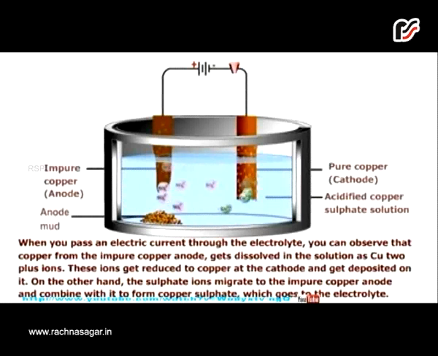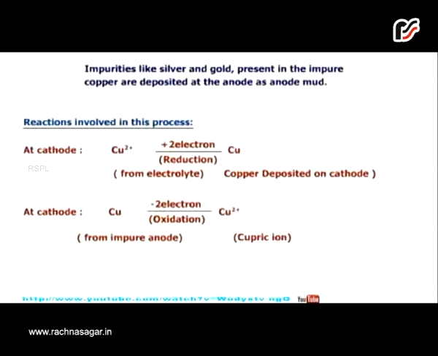These ions get reduced, that is gain electrons, at the copper cathode and get deposited on it. On the other hand, the sulfate ions migrate to the impure copper anode and combine with it to form copper sulfate, which goes to the electrolyte. Reactions taking place in this process are: at cathode, copper ions gain 2 electrons and form copper solid, that is pure copper. At anode, copper loses 2 electrons to form copper ions. Impurities like silver and gold, which are less reactive, are collected as anode mud.